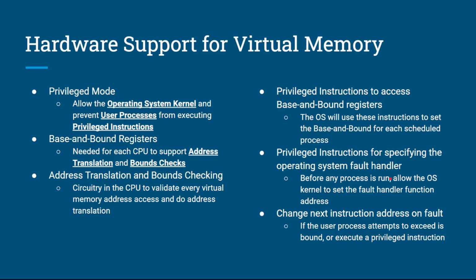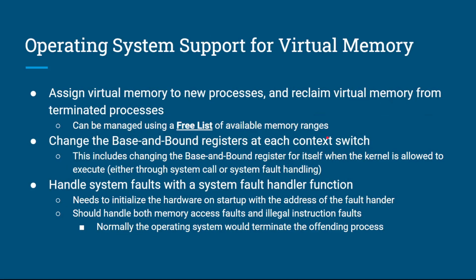space process. And then, of course, we need some hardware that will be able to change the next instruction address or the program counter when a fault happens. This is not going to be any privileged instruction at all. This is just simply going to be the CPU setting a new program counter to the operating system where the operating system stored this address. So with these 6 pieces of hardware, we can support virtual memory.